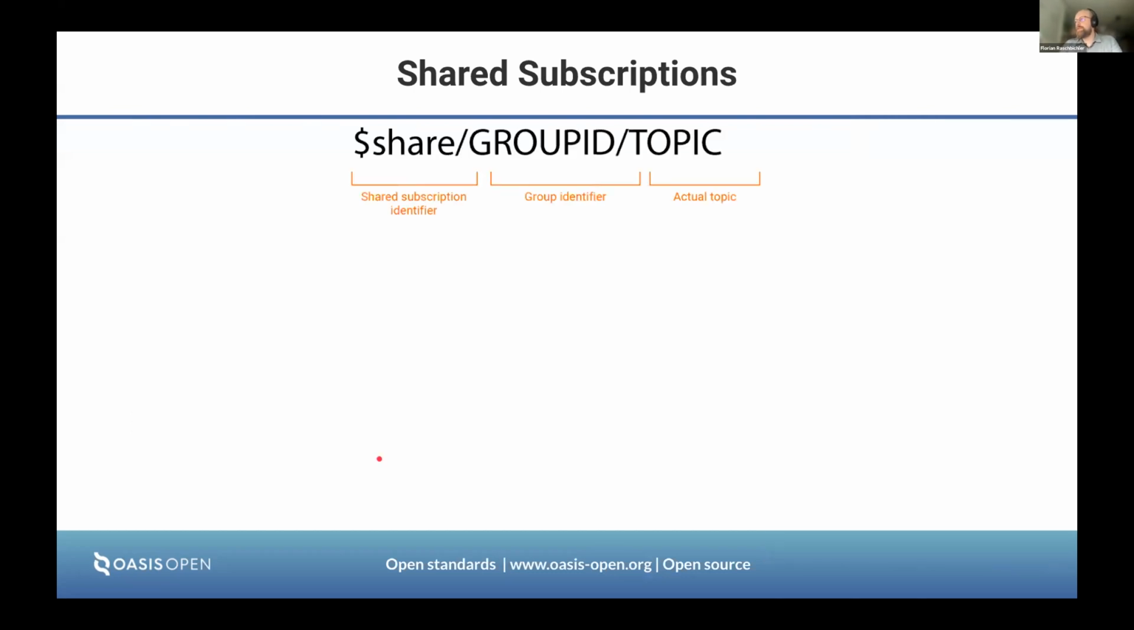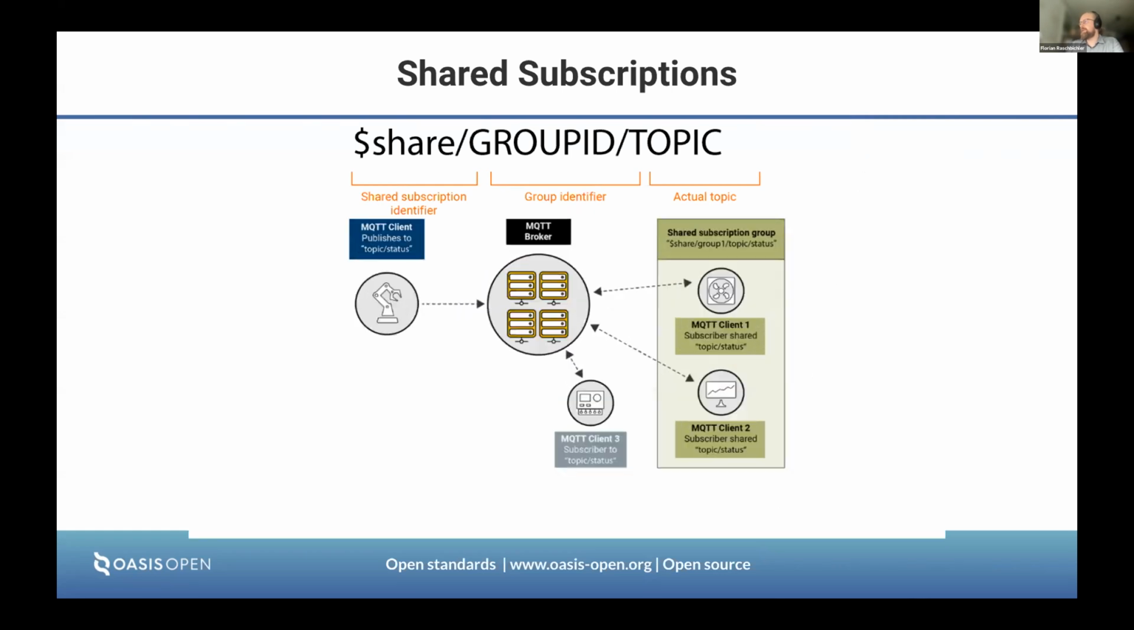So the special syntax looks like this. It starts with a $share, then the identifier of the shared subscription is being used. If these subscriptions are used, you can see here as an example, we have a single client using the topic/status topic. And now these two clients share a subscription, share group one, and then topic status. And now here we have a publisher that sends messages to that topic/status topic.